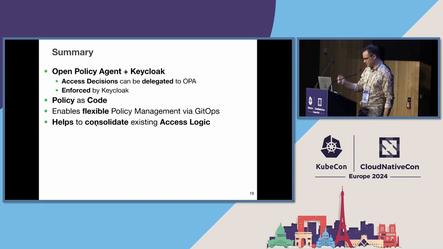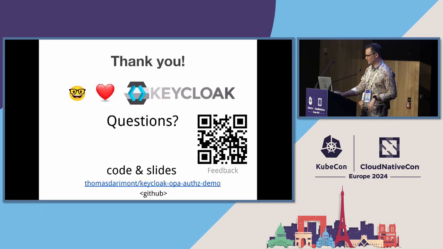Also, these mechanisms allow us flexible policy management via GitOps, as you've seen. I just edited code, and whatever you want and can do with code, you can do. And in my experience, this also helps to consolidate existing access logic, because, as you've seen with the small helper functions that I wrote, you could also write building blocks of access control logic that are shared across applications and reused for the same purpose. And that's all I have. With that, I say thank you.